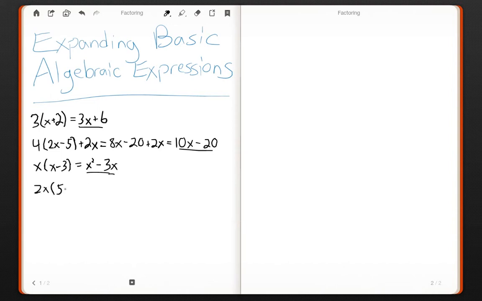Okay, let's do that again, but now we're going to have coefficients in front of the x's. So 2x times 5x, how does this work? Well, the x times x is going to be x squared, we know that, and then we just multiply the numbers in front of the x's. So 2 times 5 is 10, so we get 10x squared. 2x times 8 is 16x, and the minus 4 is separate. And this is already in the correct format.